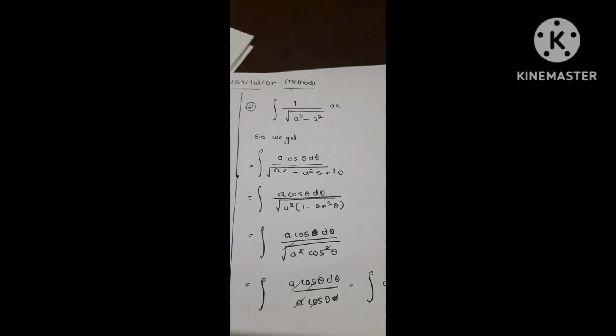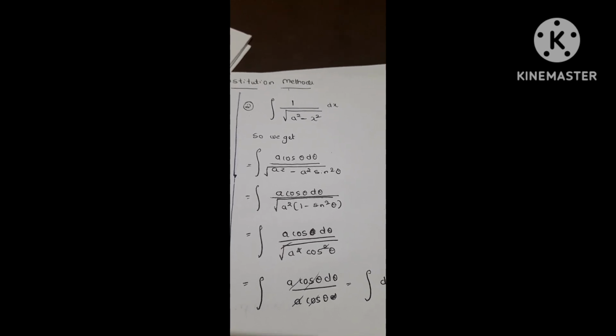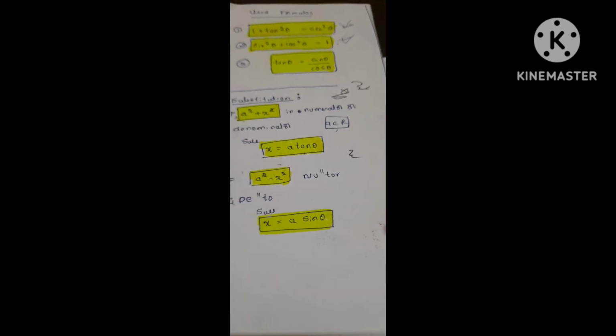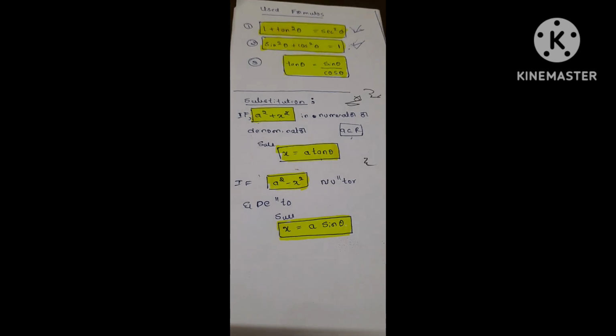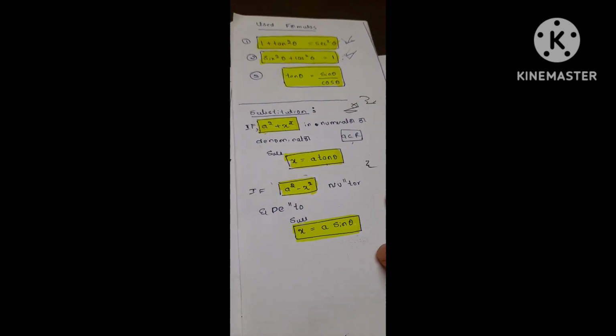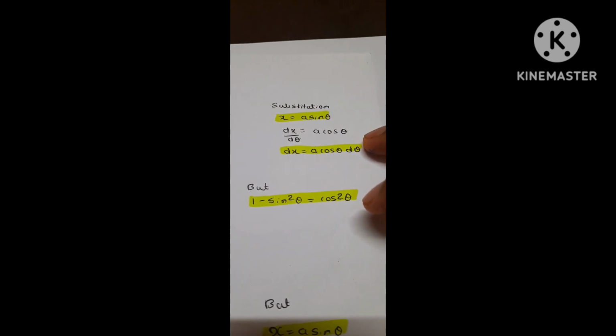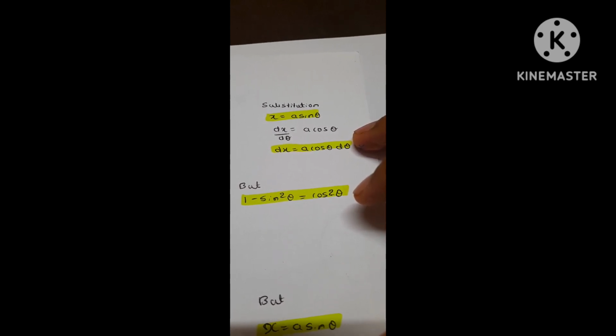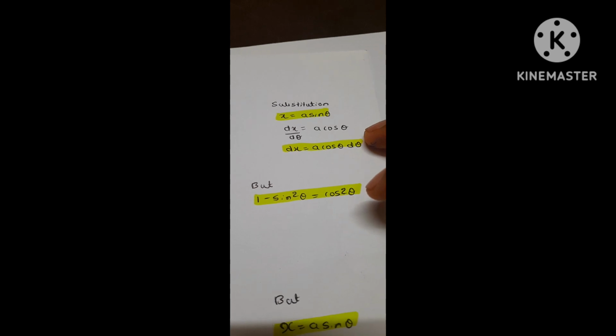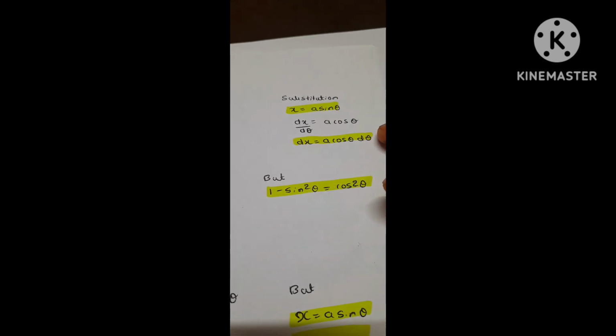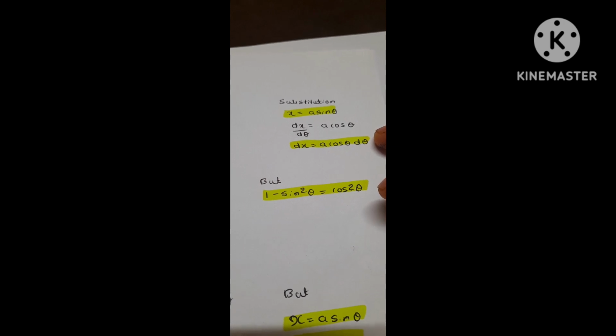The integration of 1 by root of a square minus x square is given. How to solve these questions? We have studied the substitution for this kind of question. If it is a square minus x square, the substitution will be x equal to a sin theta. Differentiating with respect to theta, dx by d theta equals a cos theta. So if you want the answer in theta form, dx equals a cos theta d theta.